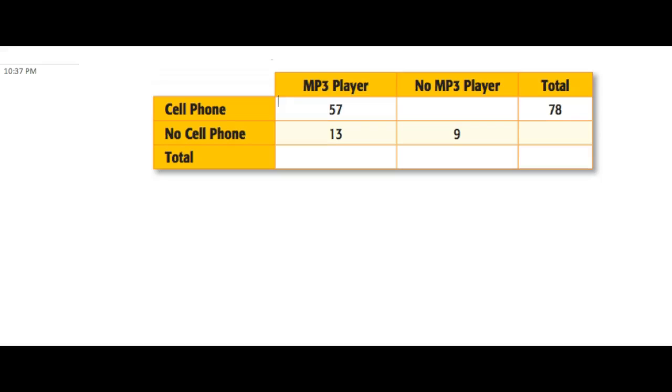Okay, ladies and gentlemen, welcome to two-way frequency tables. We are looking at people who have cell phones and people who don't have cell phones. We're looking at people who have MP3 players, which are iPods, and people who don't have iPods. So this, going up and down right here, is called a column.